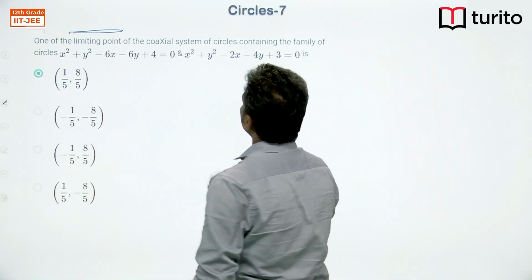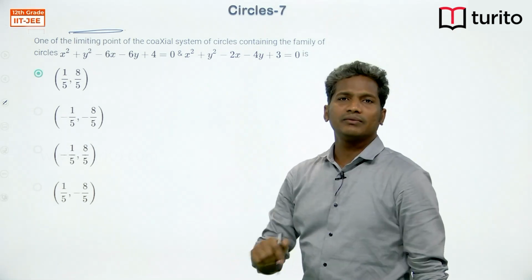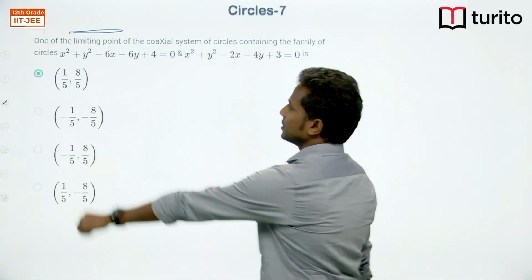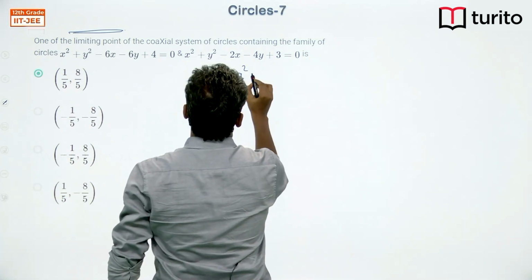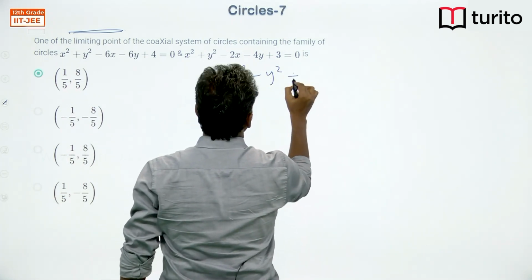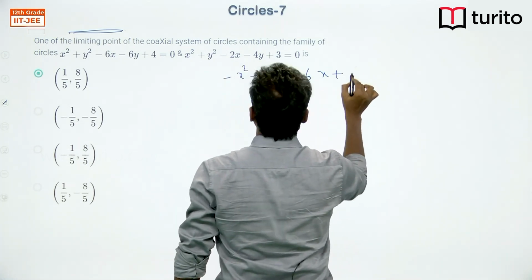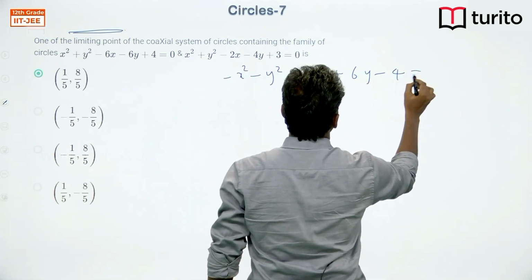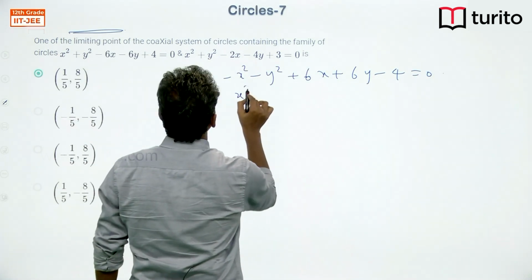So here if we subtract one circle from the other circle, we will anyways get the radical axis. So I am multiplying the first equation with minus sign, which will give me minus x square minus y square plus 6x plus 6y minus 4 equal to 0, and the second equation I am writing as it is.